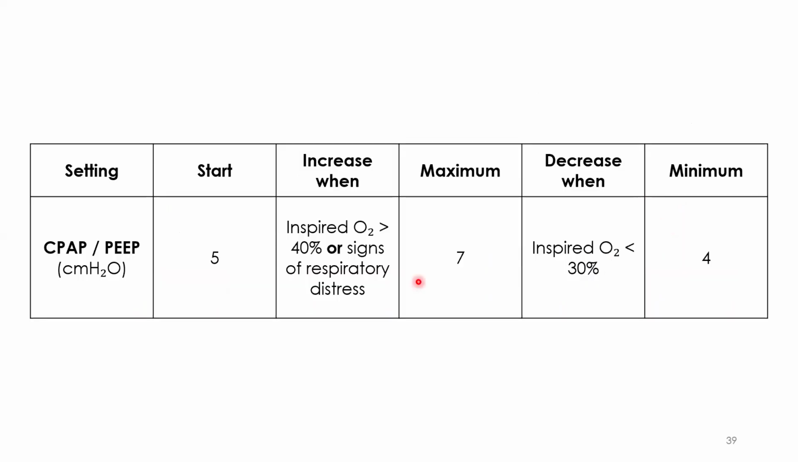So initially start with a CPAP pressure of 5, but if the baby requires oxygen more than 40%, or if there is distress, you can go up to 7. But at the same time, you have to see the chest X-ray. Also, you have to monitor clinically. You can also decrease the pressure up to 4 if the FiO2 requirement comes down.